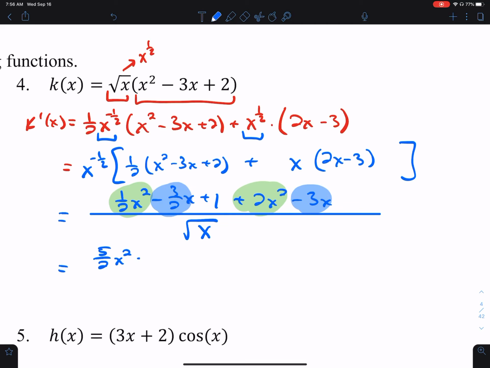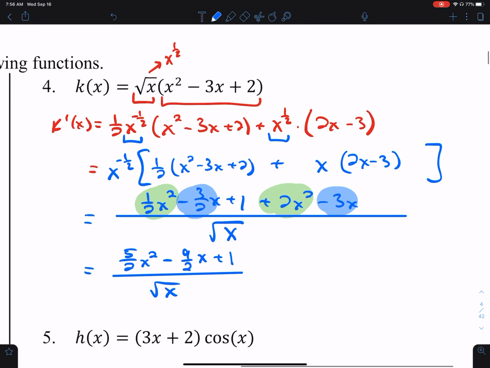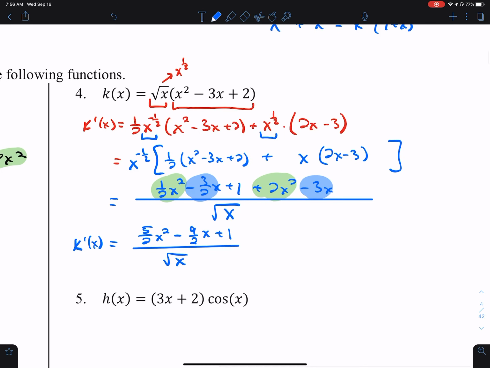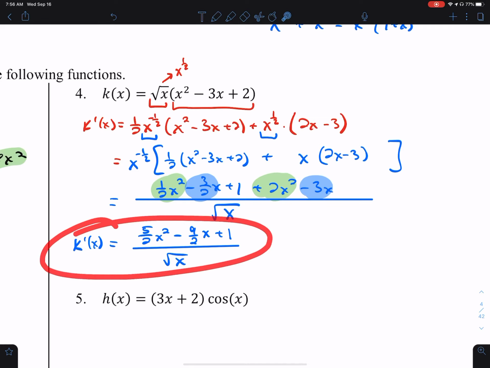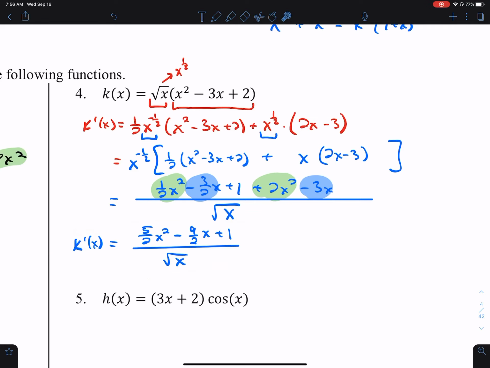Once again, I don't like decimals in my answers when they're fractions. If you want to leave it as a decimal, you can. 1 has no like term. This is over the square root of x. So this is what k prime of x could look like. I say could because if it's multiple choice, it's like the Wild West of what they're going to write for their answer. I think this is the most likely scenario, but I don't know.